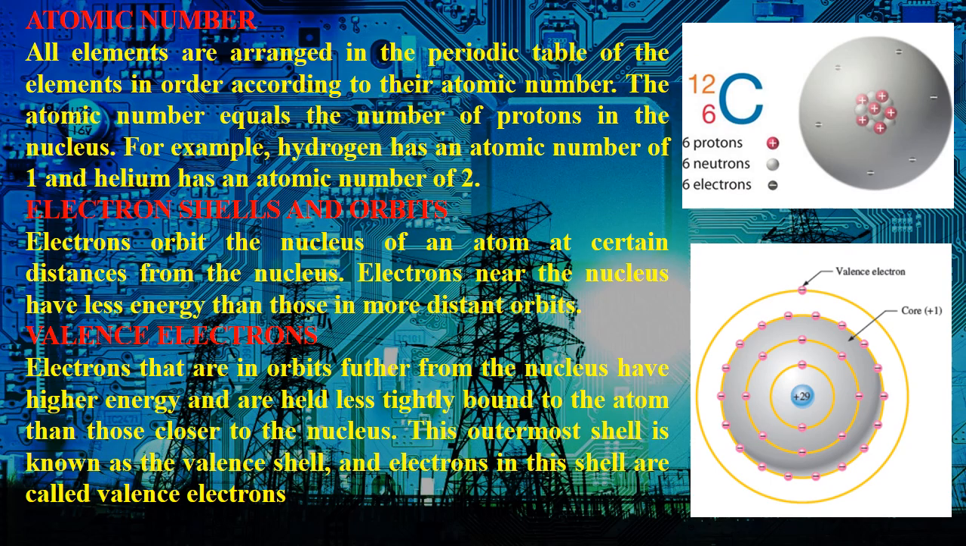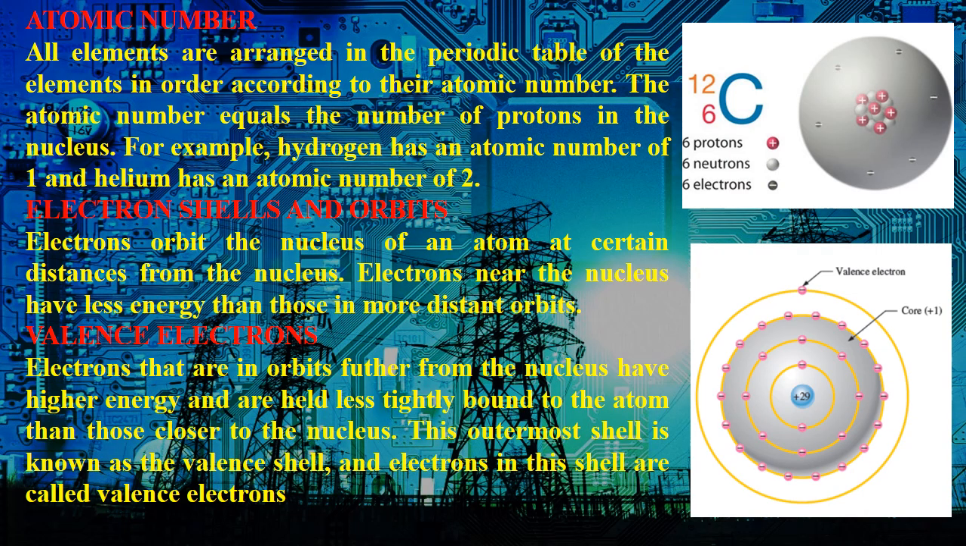Let's take carbon as an example. When you look at carbon in the periodic table, there are 2 sets of numbers next to the symbol C: 12 and 6. 12 is the mass number and 6 is the atomic number. Mass number is always greater than the atomic number. Mass number equals the number of protons plus the neutrons, and atomic number tells you the number of protons.